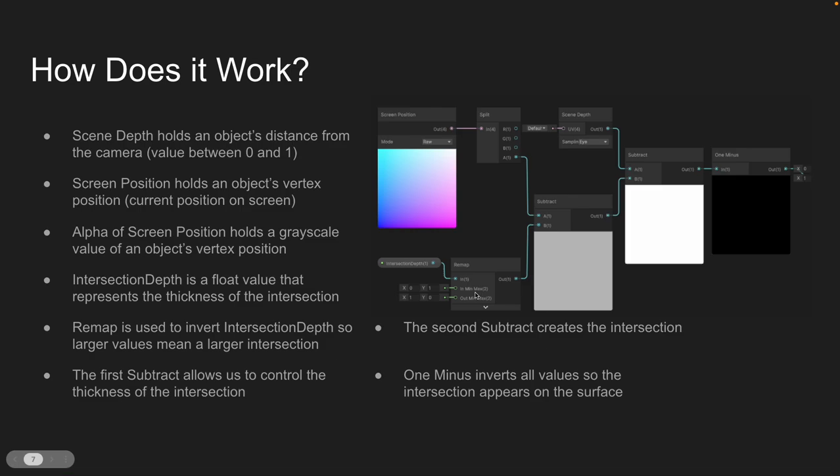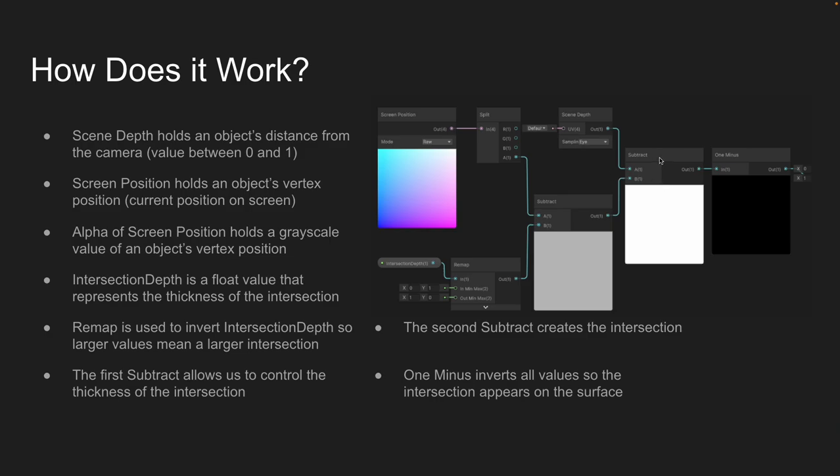Alright, so let's look at the visual scripting, see what we got going on here. So our scene depth holds an object's distance from the camera, and our screen position here holds an object's vertex position or its current position on the screen. Our split module is taking the alpha value from screen position. Down here, right below that, we're able to control the thickness of our intersection or the scanner. And that's what this subtract module here is doing, it's allowing us to control that.